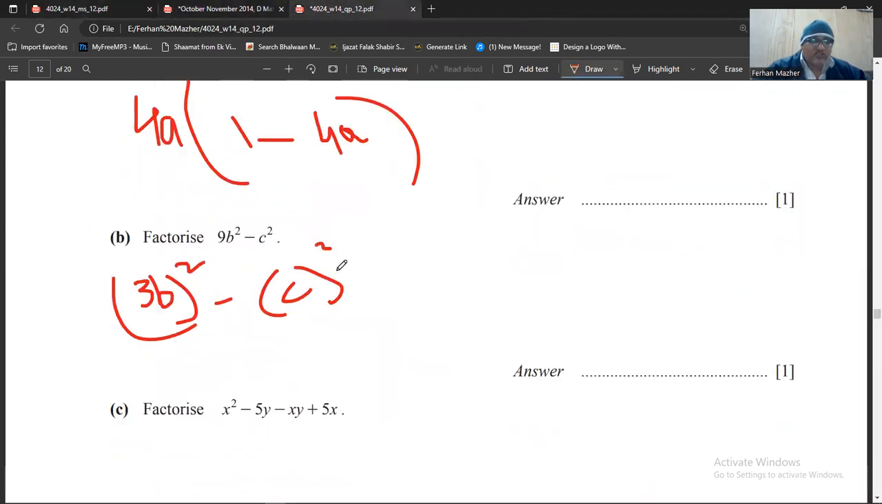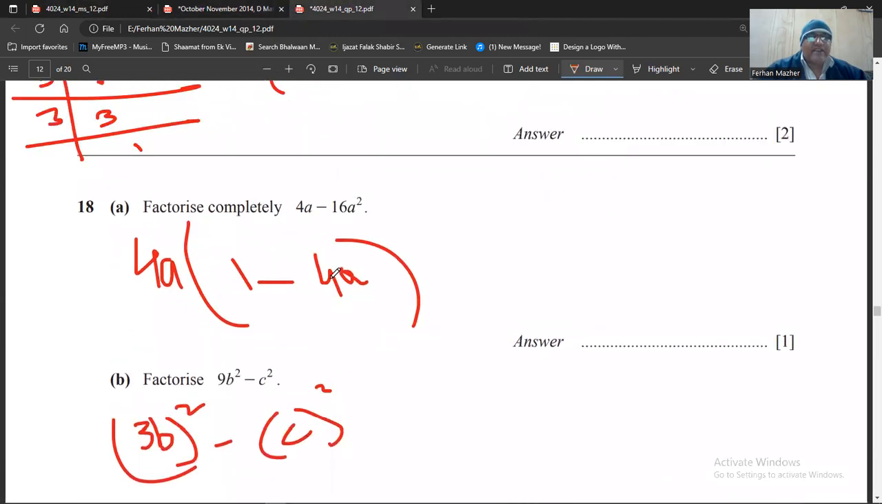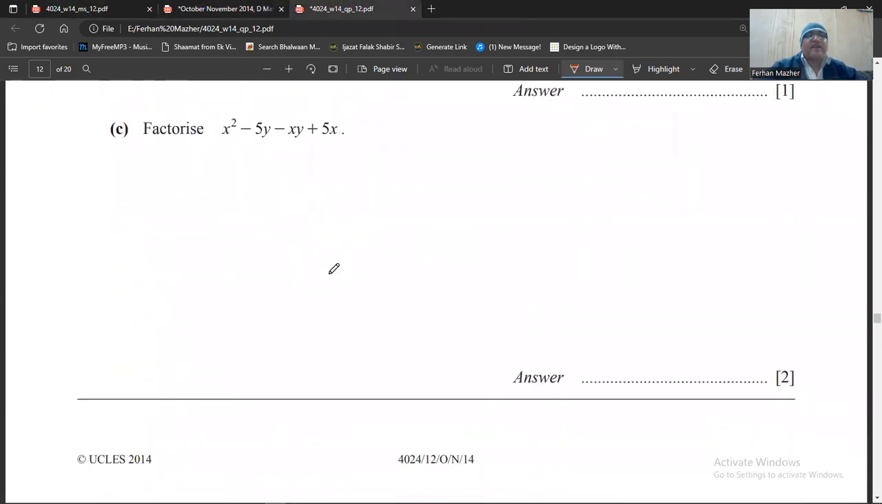Okay. So next question, question number 18, and it's a C part. Here we have 4 terms, so you can rearrange this a little, and I can bring this 5x here. So I can do the rearrange. If you don't want to do that, even then it can work. So it will be 5x minus 5y.